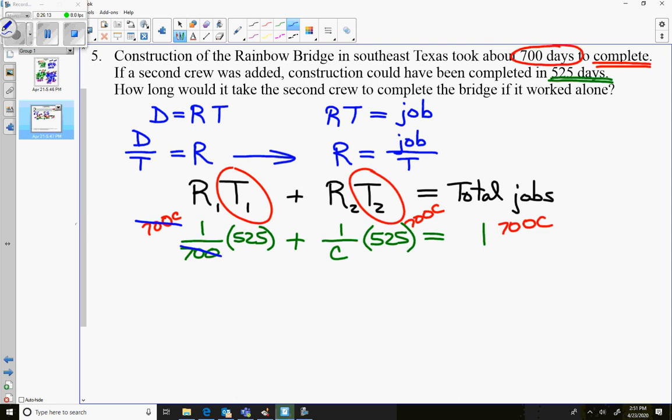Here the 700s cancel. So what we are left with is C times 1 times 525, in other words, 525C. Plus, here, the C's cancel. So we are left with 1 times 525 times 700. I'm just going to write that out at this point. And then over here, there is nothing to cancel. It's just 1 times 700 times C, which is 700C. Much simpler equation, no fractions.